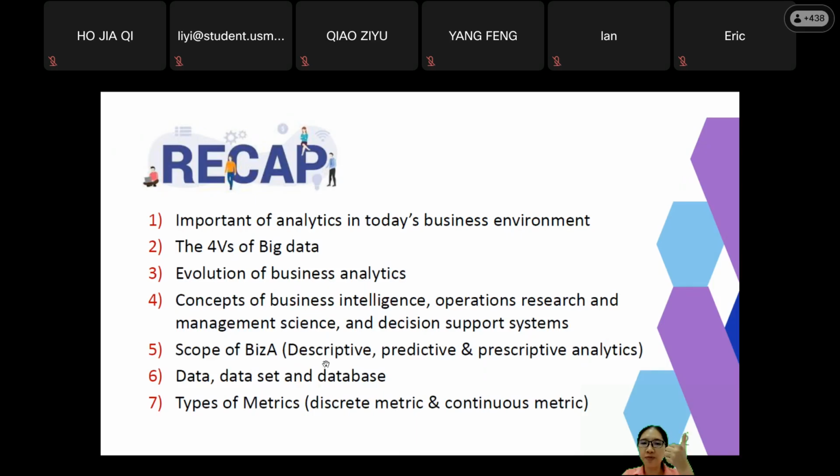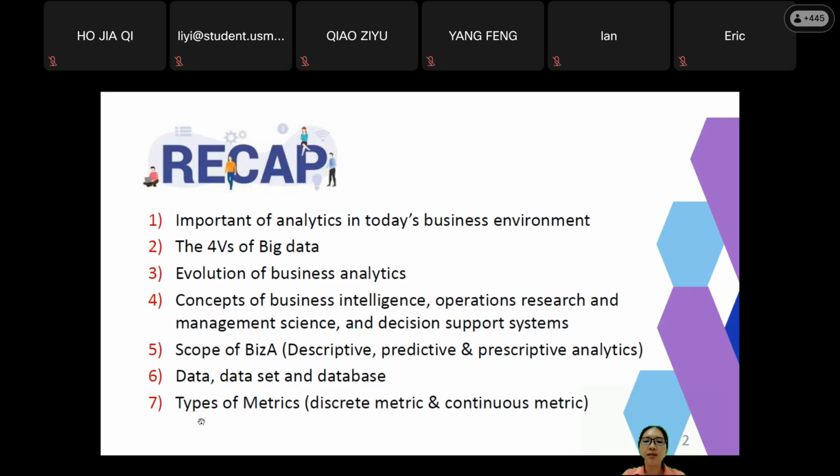We have descriptive analytics. Okay, we have predictive analytics, and we have prescriptive analytics. In between here, I will add one later, the diagnostic analytics. So in your syllabus, you need to know 4 types of analytics. Start from descriptive to diagnostic to predictive and to prescriptive analytics. And then number 6, we are going to talk about data, data set, and database. In the exam, the question usually asks the differences between them. You need to know how to differentiate between them.